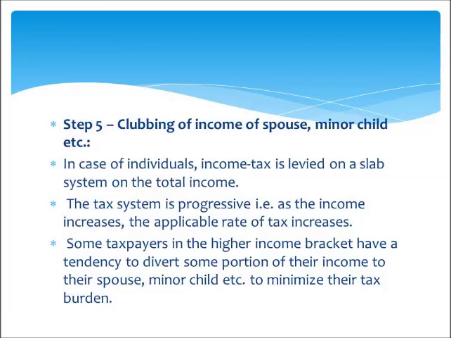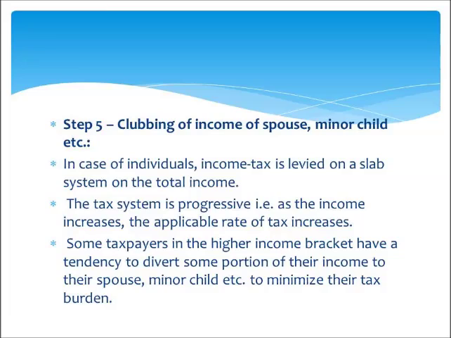The next step in line is clubbing of income of spouse, minor child, etc. What does this step mean? What happens is that in case of individuals, income tax is levied on a slab system. Every year in the Annual Finance Act, the Finance Minister introduces a slab according to which the income of an individual is taxed. In this year's budget, the slab is such that if you are earning up to 2,50,000, that is, your gross total income is 2,50,000, then you have to pay no amount as tax.